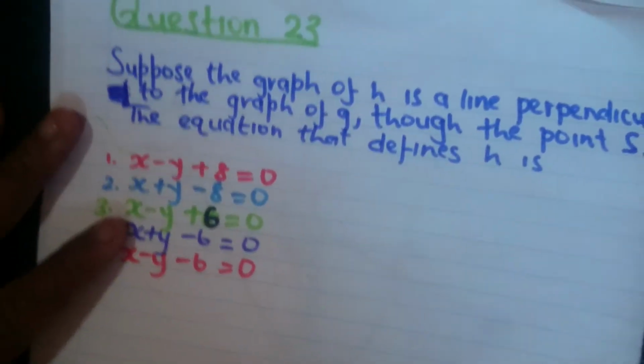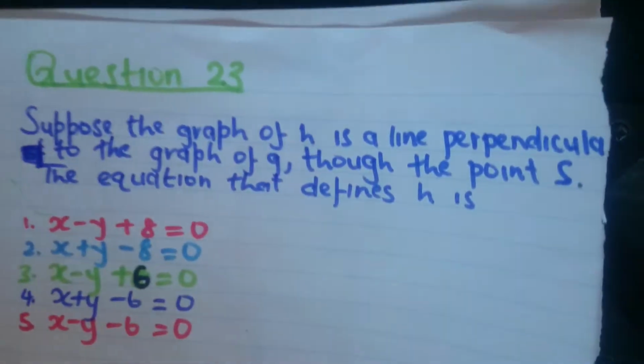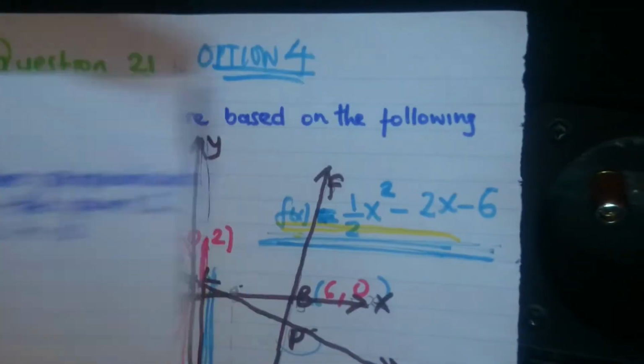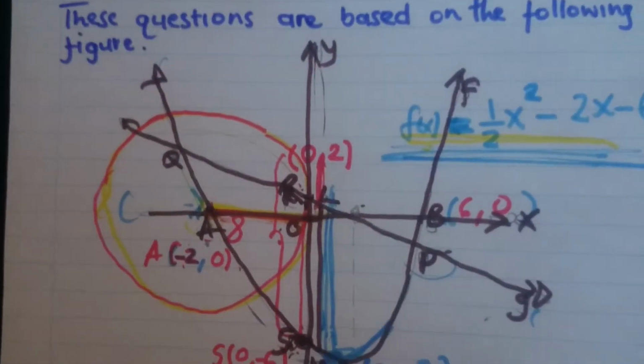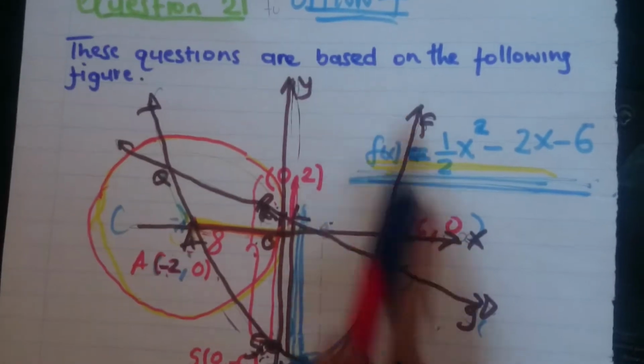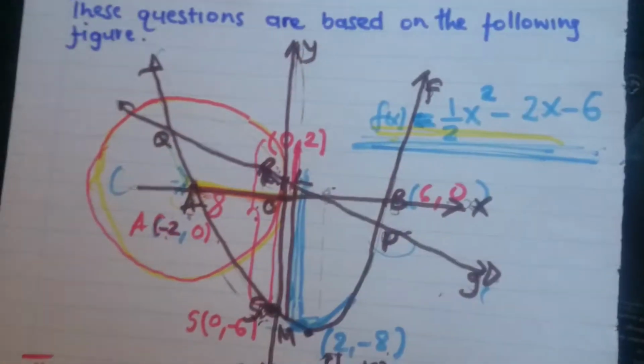All right, so guys, we go to question 23, right? So question 23 says, suppose the graph of H is a line perpendicular. We don't have a graph of H here, because this question is a continuation of the previous question. So graph of H, do we have an H? No, we only have a G, we have an F, and we have a circle. We don't have an H, right?